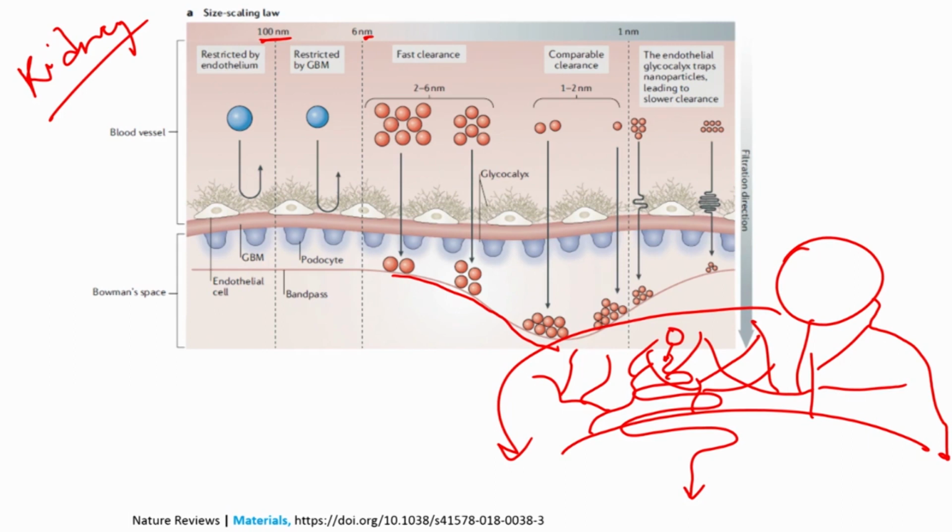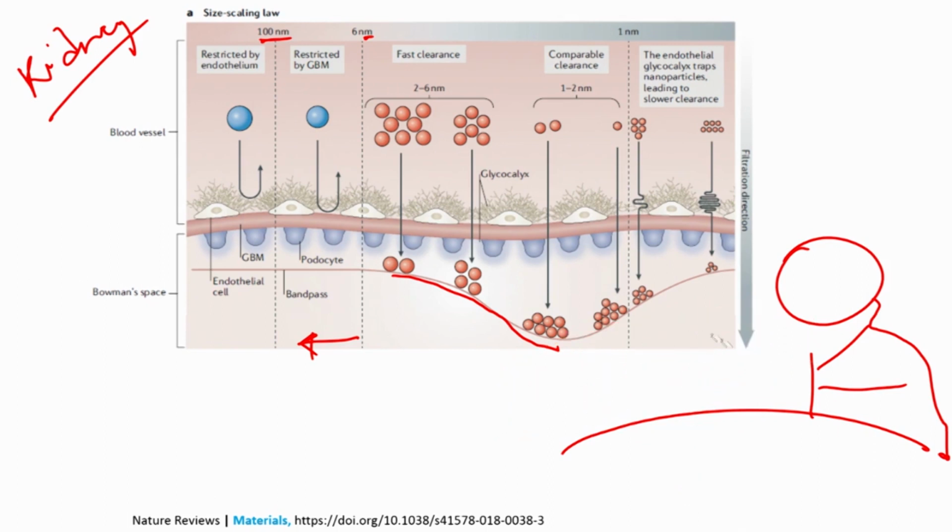So, what you find is that the filtration by the kidney essentially acts as a band pass, where anything above 6 nanometer is not filtered at all, whereas as you decrease the size from 6 nanometer down to 1 nanometer, more and more particles get cleared, but if you go further down, then it gives much more resistance as well. So, that is just something to understand and remember.